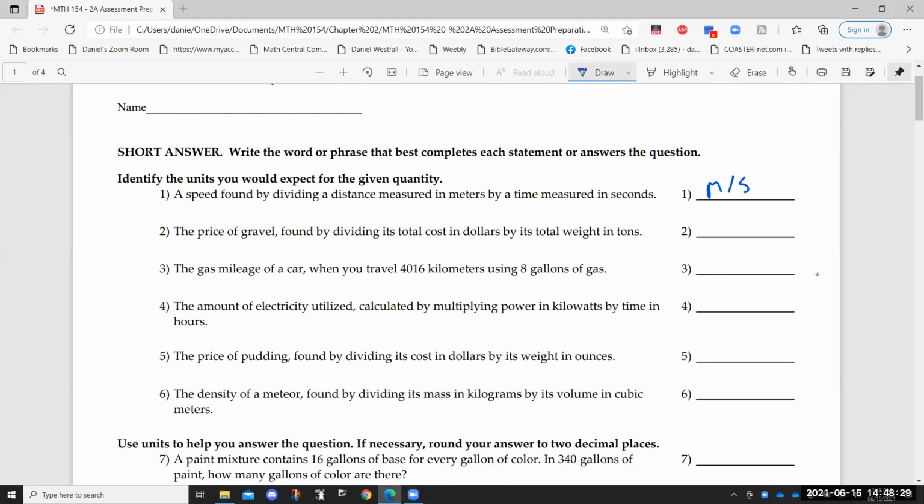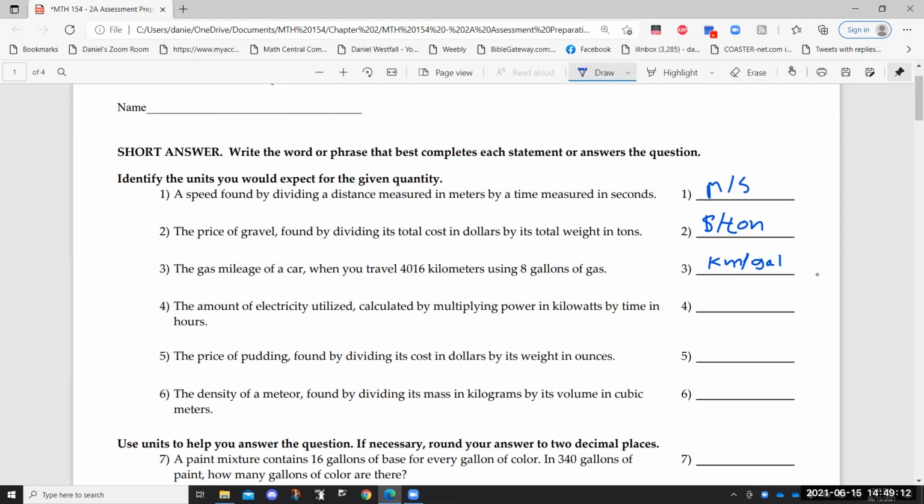Price of gravel found by dividing its total dollars by its total weight in tons, dollars per ton. Gas mileage is kilometers per gallon. It's the unit we would expect, right? Because we have kilometers and gallons. With this one, we were actually given some numbers, and we would be able to find what that gas mileage was if we wanted to.